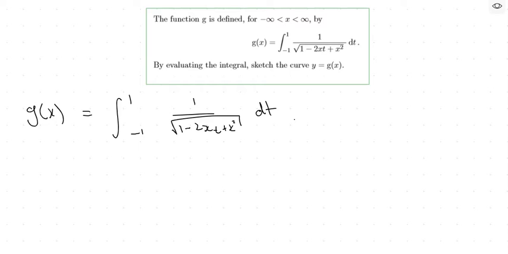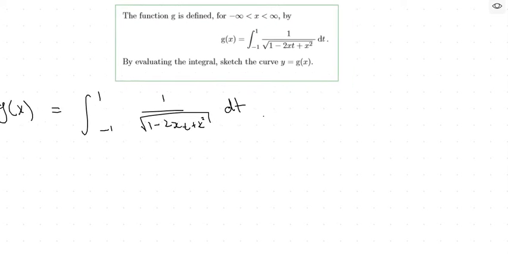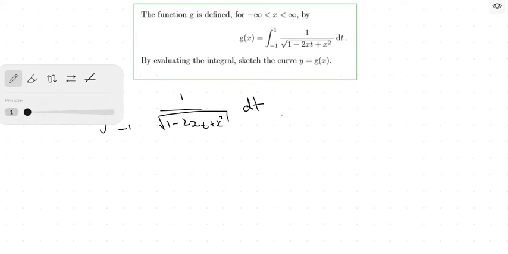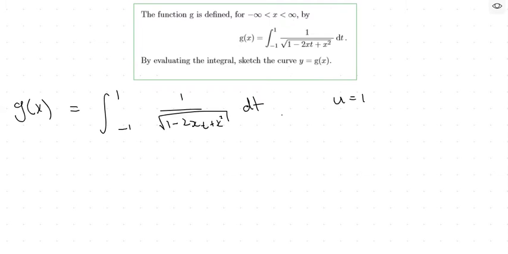So we're going to assume this is the same sort of question as the one we've just done, and so we need to do a substitution. So let's do u is equal to 1 minus 2xt plus x squared. I could make the integral u squared. I could. Or I could make it u. I'll just make it u. That'll be fine.